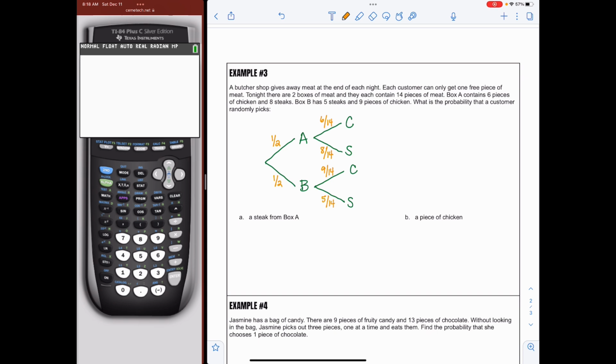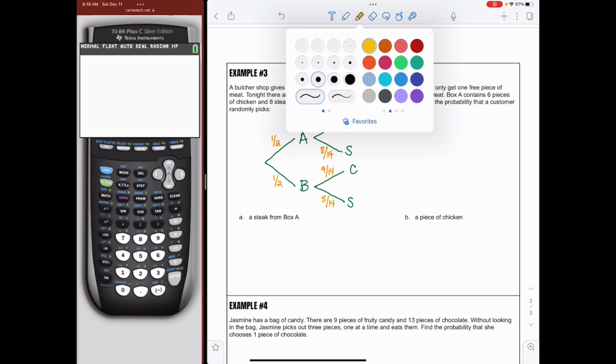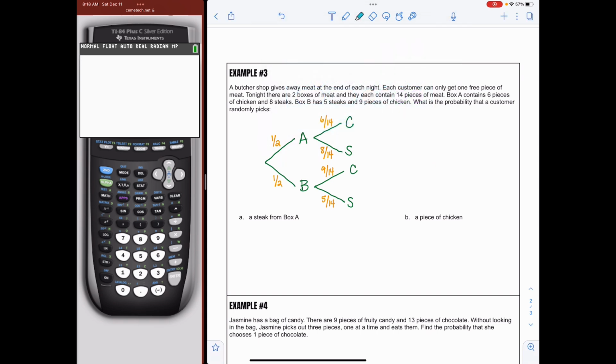So we want to figure out what's the probability of getting a steak from box A. So I'm going to use a highlighter to represent this. So you want a steak from box A. So that means you want the probability of getting steak from box A. So I need to have this. And I need to have this.